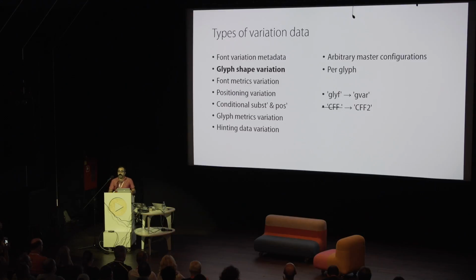The glyph shape variation is where the bulk of the variation data is. That's where you get the glyphs from all the masters and then encode them as these deltas. And again, these technologies support arbitrary master configuration. They don't have to line up with your axis master. You can just have arbitrary masters, and that's on a per glyph basis. So again, as we saw, the Glyphs app has this brace trick. Those kind of things are supported by the system.